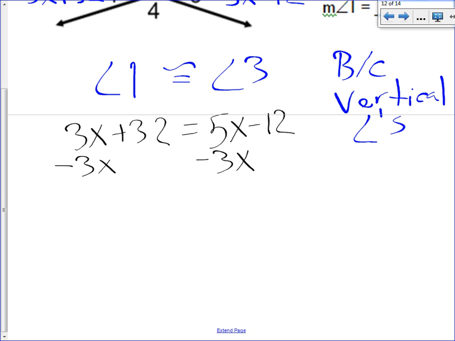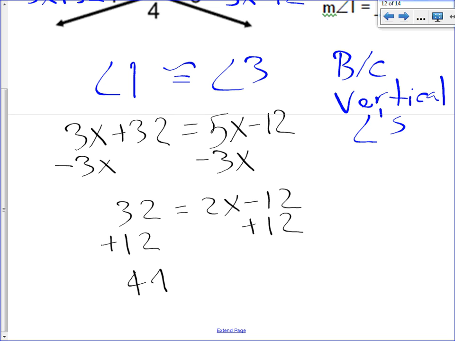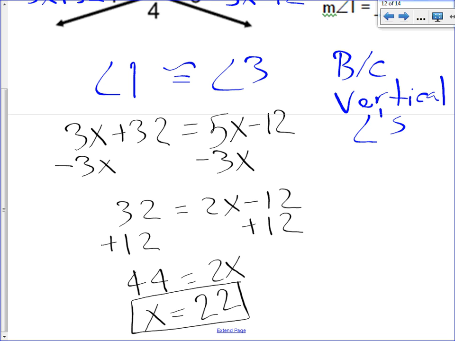So you get 32 equals 2x minus 12. Add 12 to both sides. So that's going to give you 44 is equal to 2x, or x is equal to 22 by dividing by 2 on both sides. So you look at the instructions to determine if I'm done.